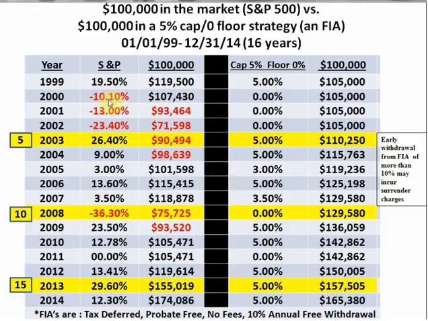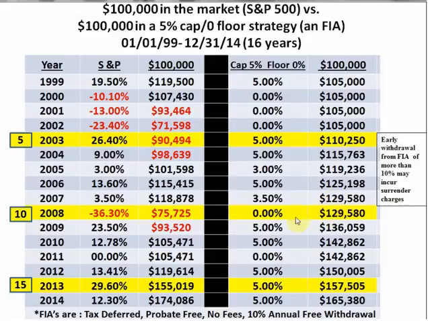So your 119 is down to 71, but your 105 stays the same because you retain those gains. You can't ever get less than the 105. Then the market starts going up again, and your account value gets up to 118, but then crashes down to 75,000. Whereas your annuity you'd gotten up to 129, you keep the 129. So after 10 years, your market fund has 75, your annuity has 129.